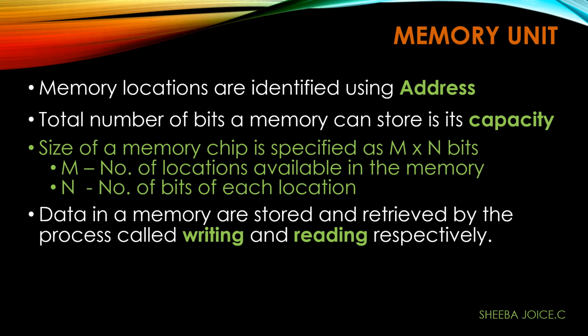Memory locations are identified using an address. As each of us has a unique residential address, in the same way the memory locations are identified using a unique address. The total number of bits a memory can store is its capacity. The size of a memory chip is specified as M cross N bits, where M represents the number of locations available in the memory and N represents the number of bits of each location. Data in a memory is stored and retrieved by the processes called writing and reading respectively.